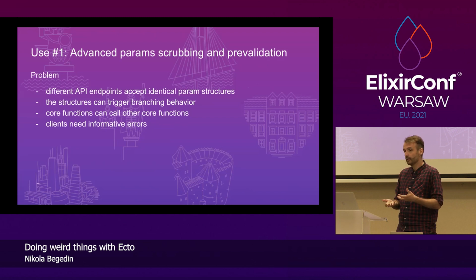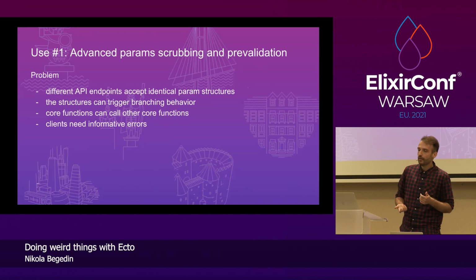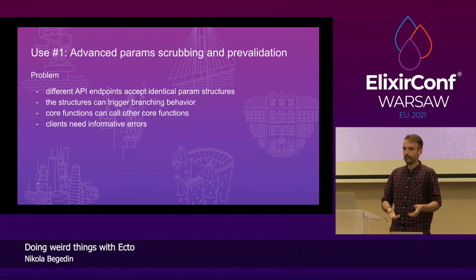And then additionally, we have other core functions that could call these core functions as a step in their internal process. So we have to pass in these values manually as well, rather than just getting user input. And lastly, our endpoints, since they're public facing, the clients that use this, since it's complex, the more information we could give them in an error, the better, so they can use it more easily.